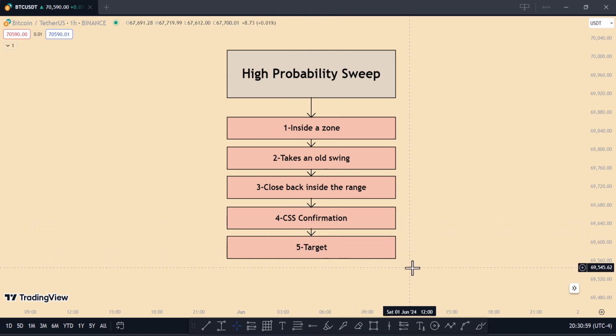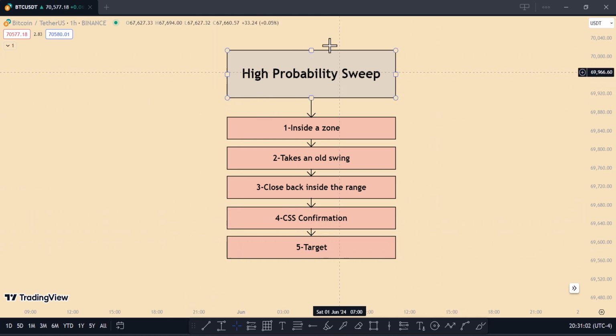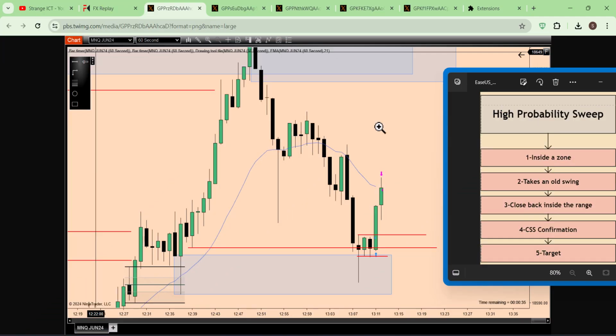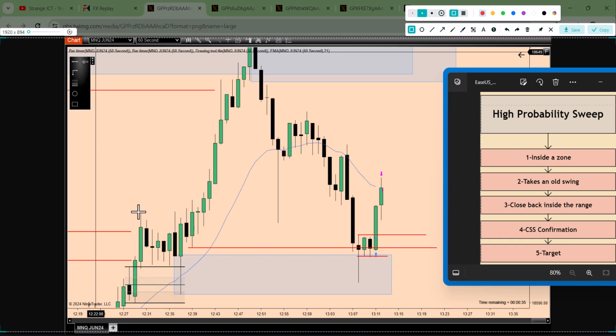So let's move on to the first example and see how that looks in the chart. As you can see, the first example, and all of these examples, I shared on my Twitter account, but without any explanation, right? So let me explain to you what happened based on these factors, these conditions. The first condition is we need to see price inside this zone. As you can see here, we have this zone from this high to this low.